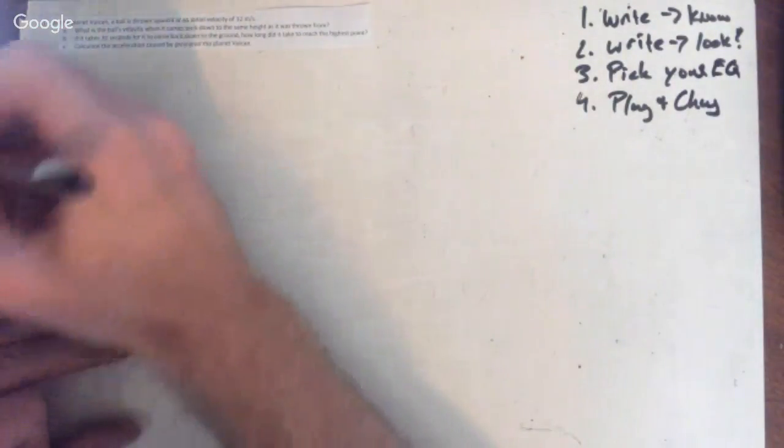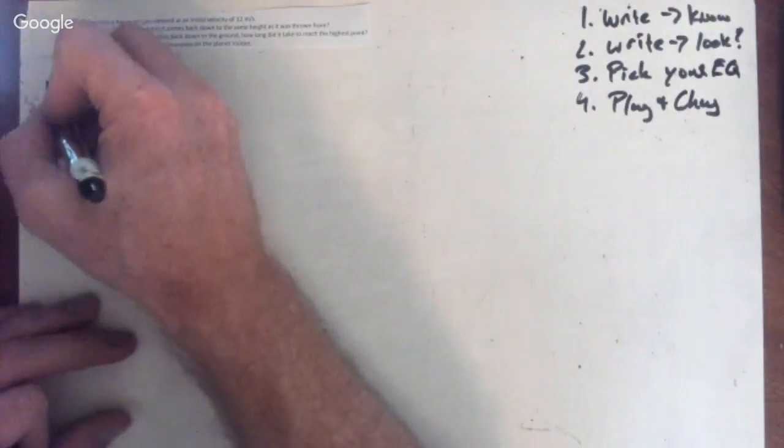What is the ball's velocity when it comes back down to the same height as it was thrown from? Okay. Now, writing what we know, on the planet Vulcan, a ball is thrown upward at an initial velocity of 12 meters per second. Uh-oh, messed that up.